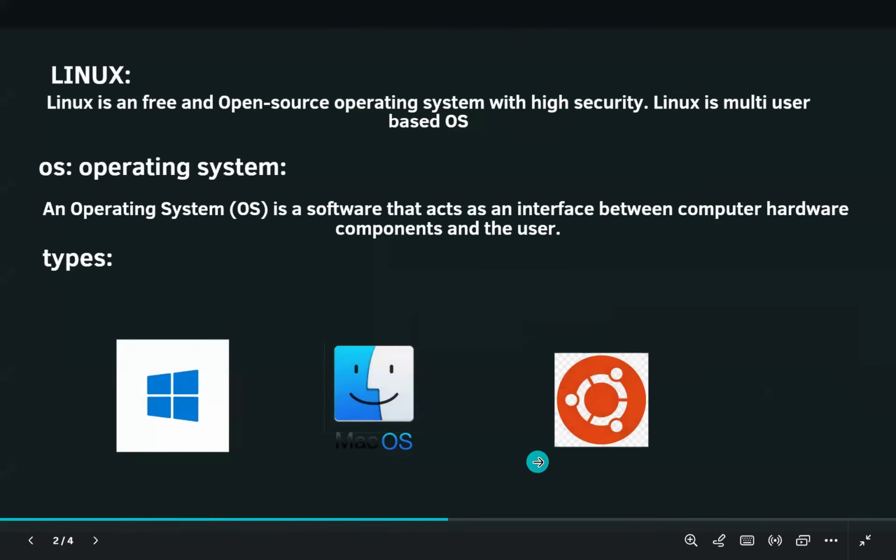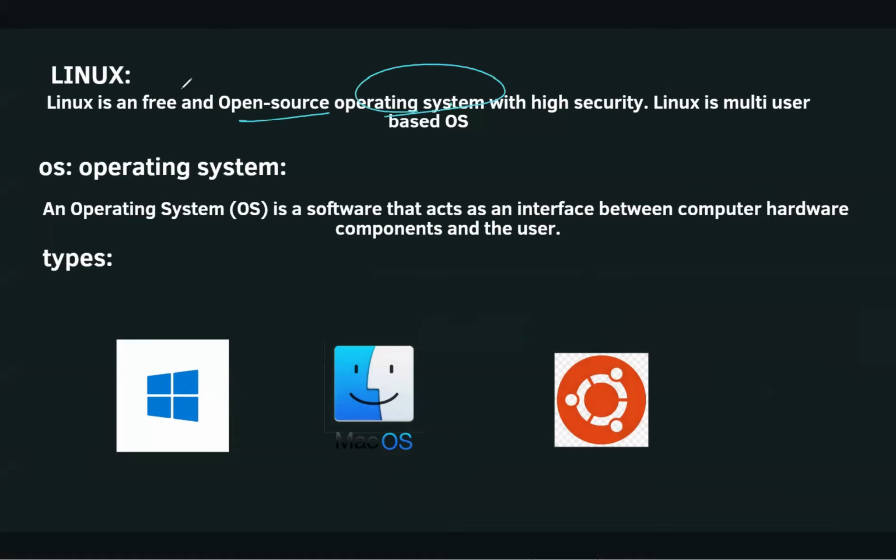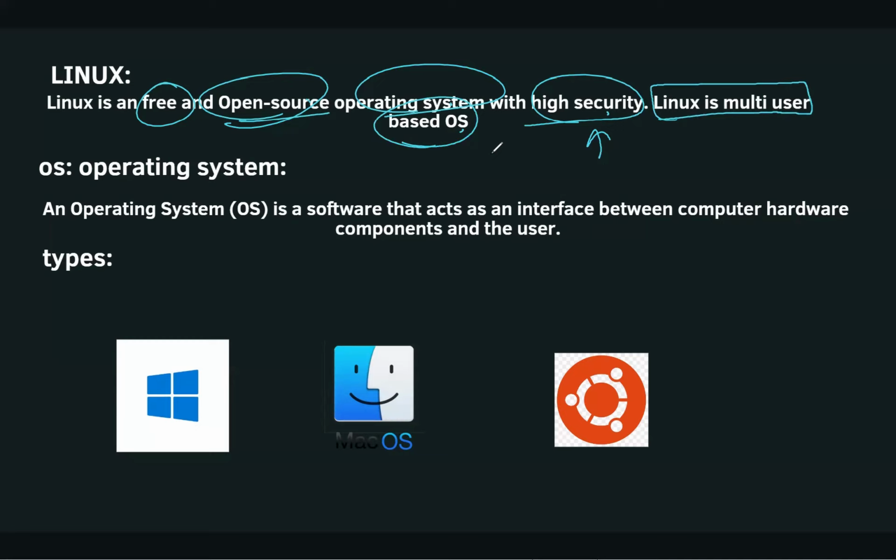Linux is a free and open source operating system. Now, what is meant by free? Free is nothing but anyone can access it without any payment. Open source, anyone can access. With high security: for Linux systems, we have high security. Now, Linux is a multi-user based OS. Okay, now clear for all of you?